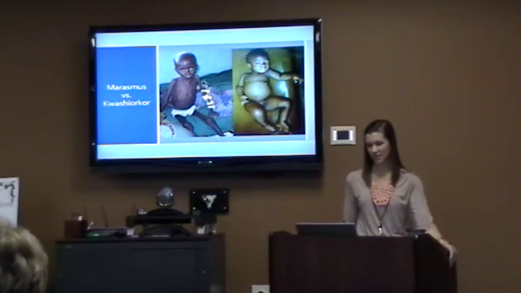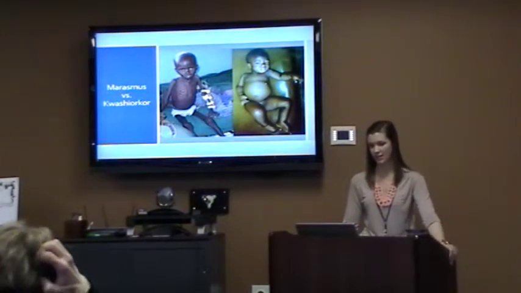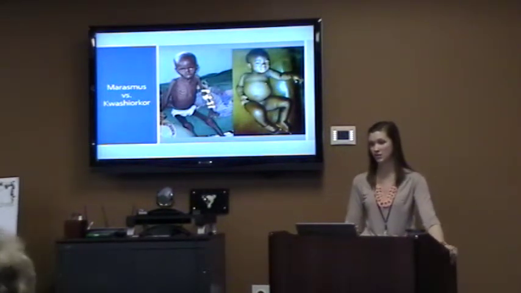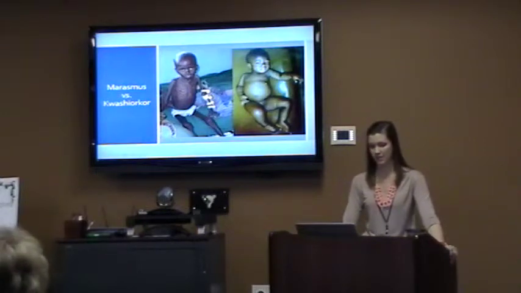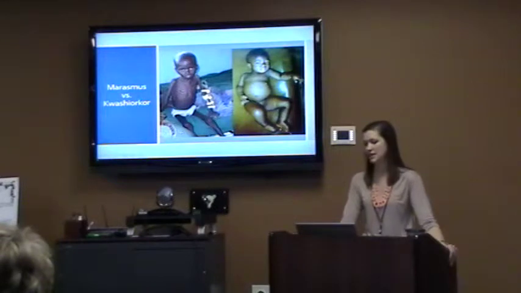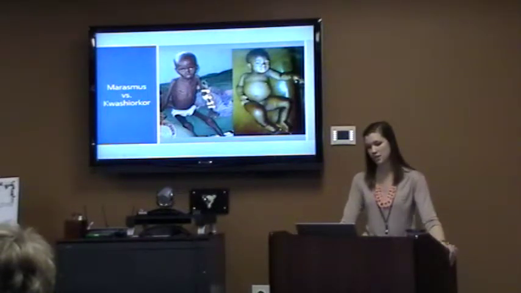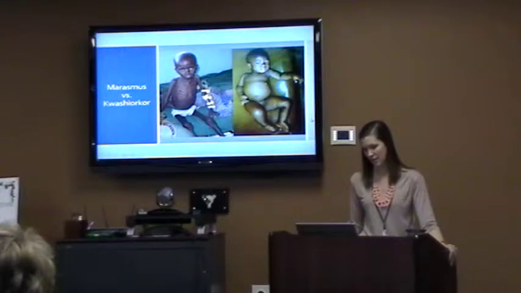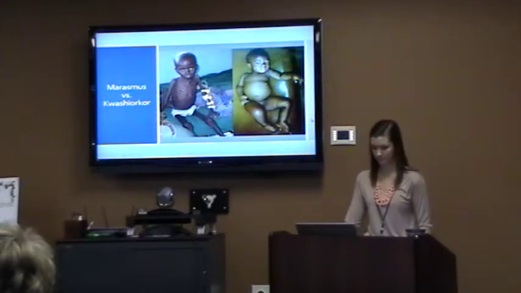So these pictures showcase the difference between marasmus and kwashiorkor. So marasmus, like I said, is what you picture someone that is malnourished to look like. While kwashiorkor, this little boy looks like he's malnourished, but if you look closer, you can see the edema in his stomach and feet, which is a result from the protein malnutrition.